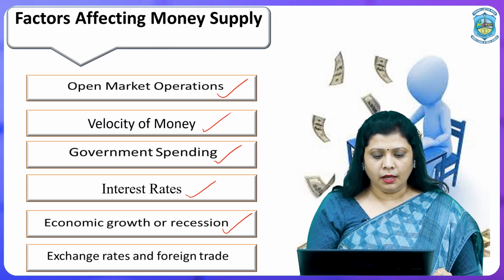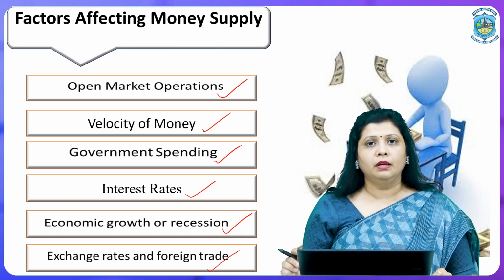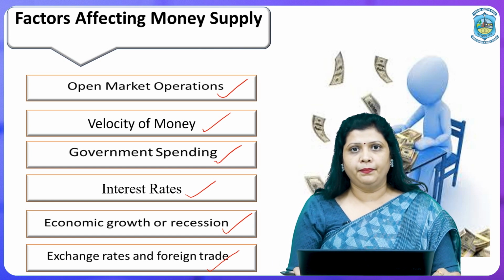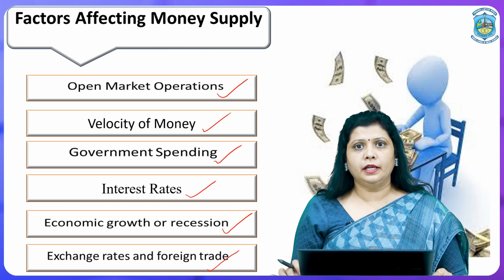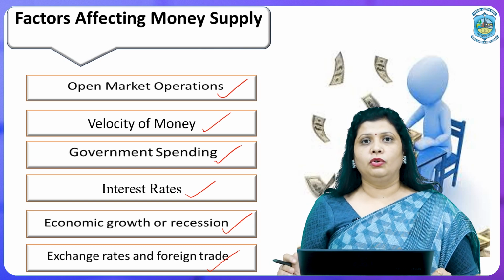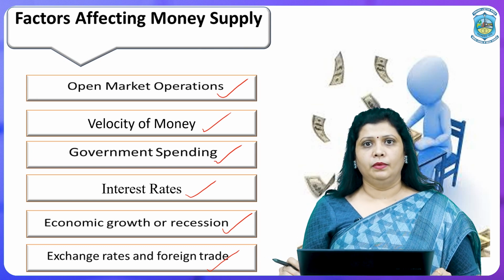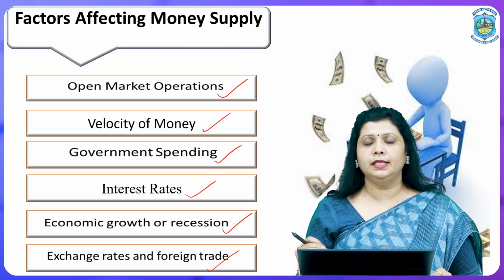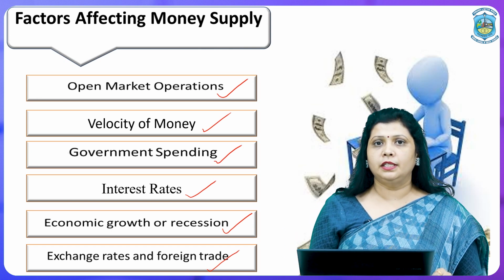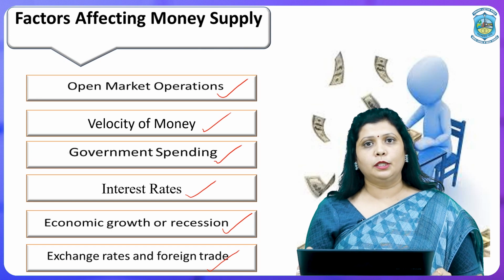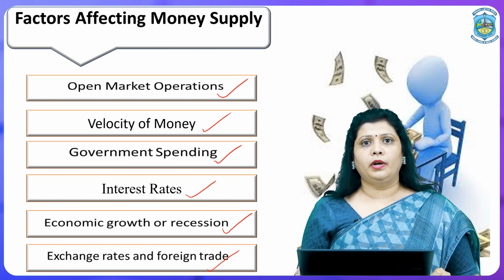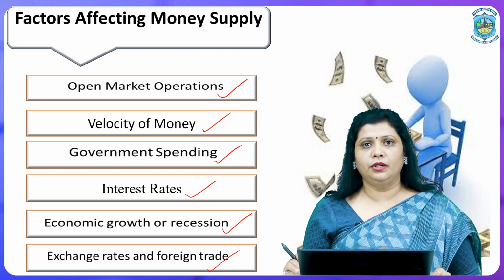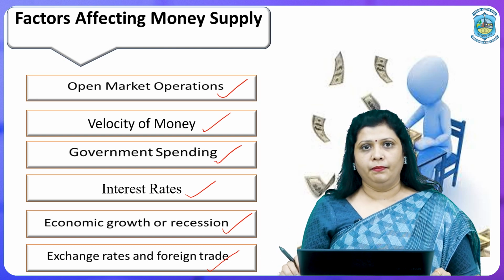The next factor is the exchange rate and foreign trade. Under foreign trade, if your exports are higher than your imports, you earn more foreign currency, which is very helpful for the money supply. Vice versa, if imports are higher than exports, you are unable to create more money, meaning money drains from your country to other countries.